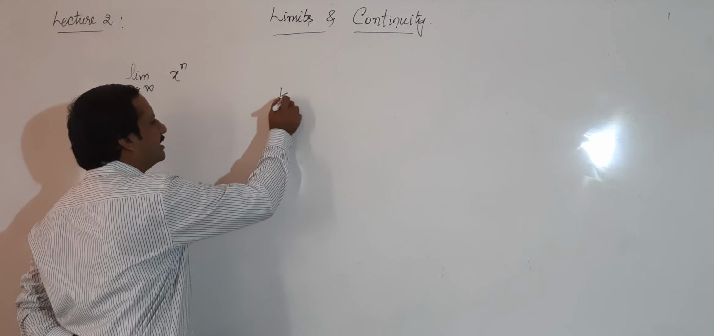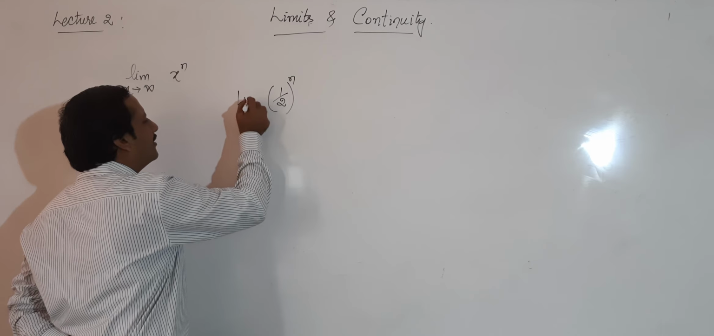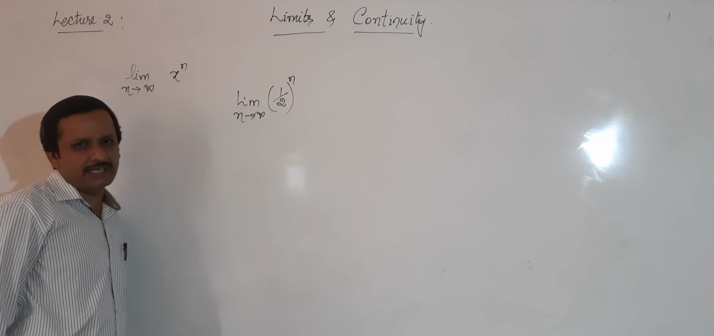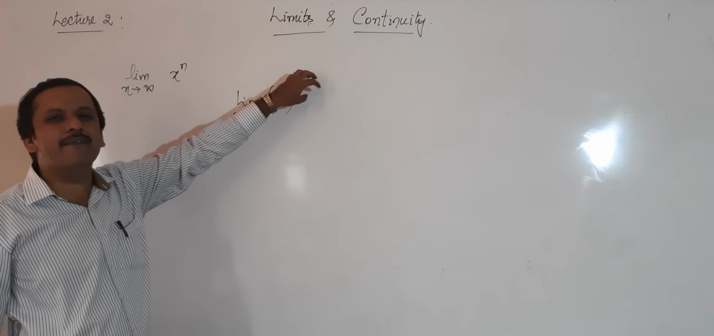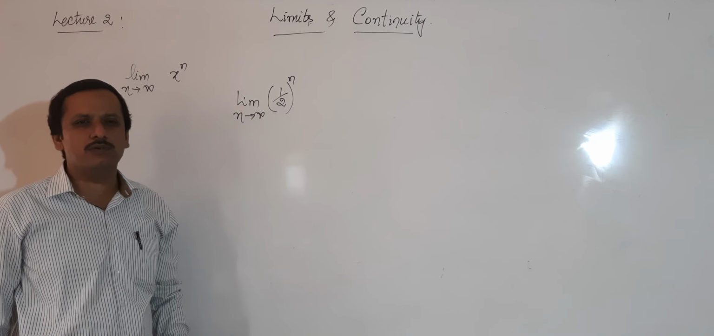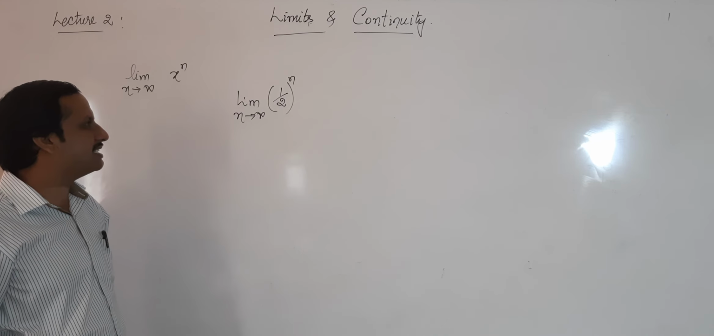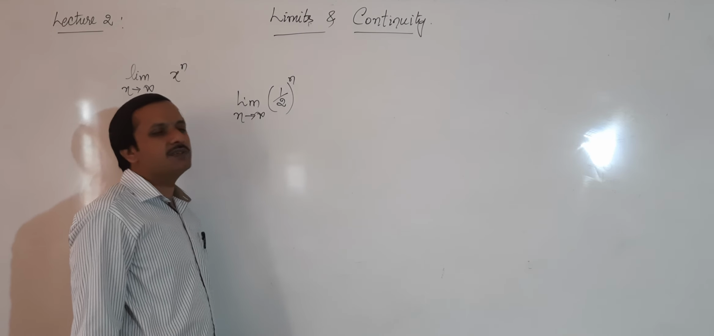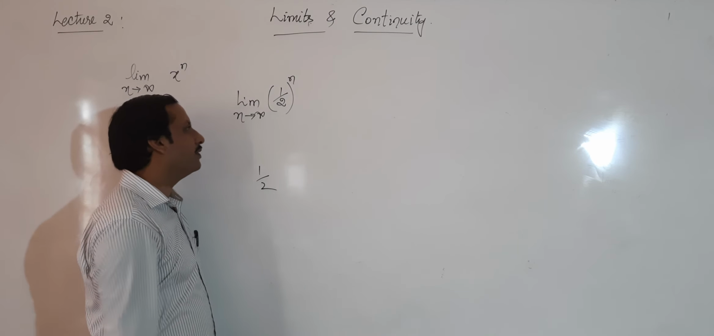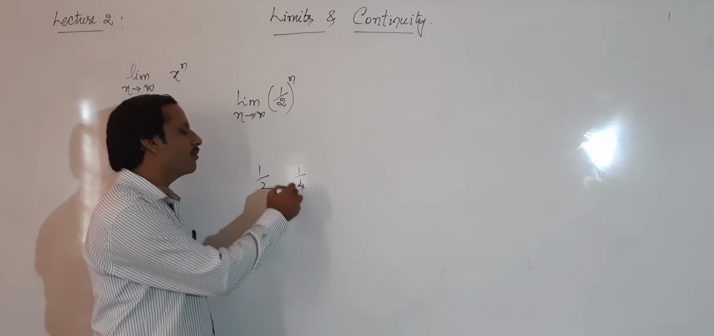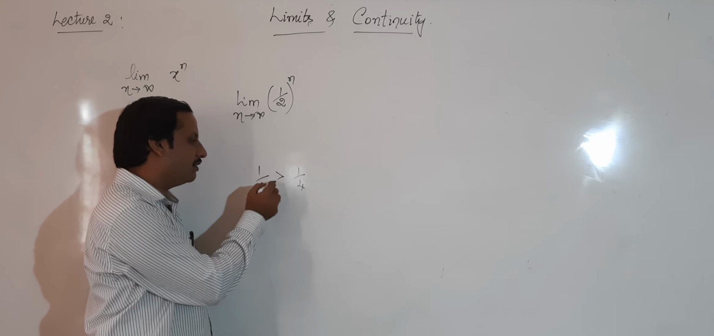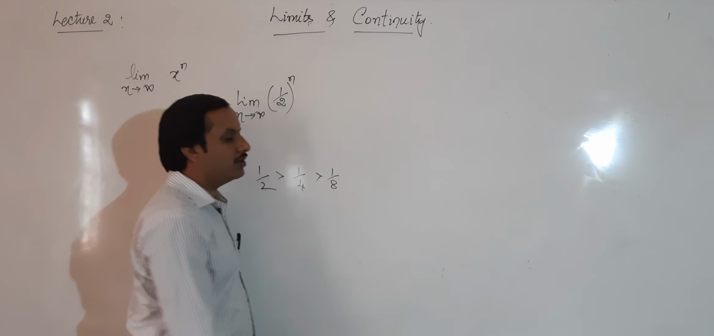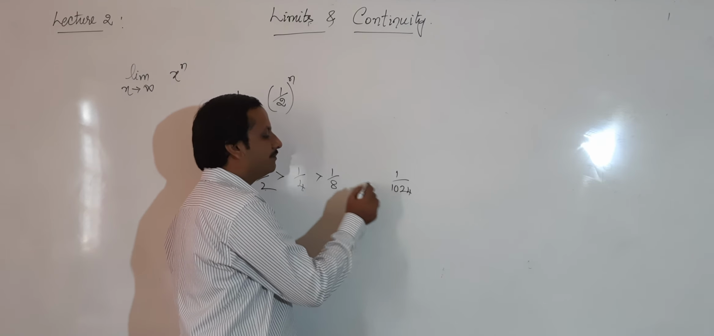For example, if I take x as 1 by 2, I would like to find the value of the limit as n tends to infinity of 1 by 2 whole power n. As the power increases, just see what happens to the value of that fraction, whether it increases or decreases. Suppose I take n as 1, then you have 1 by 2. Put n as 2, then you have 1 by 4. Observe that the value is decreasing. Then put n equal to 3, you have 1 by 8. Put n equal to 10, you have 1 by 1024.